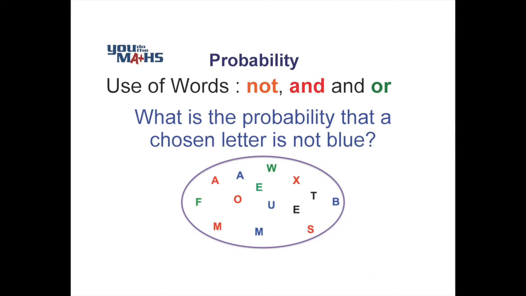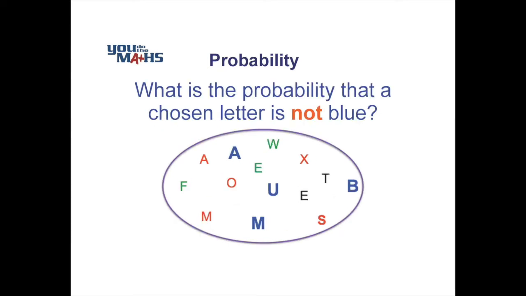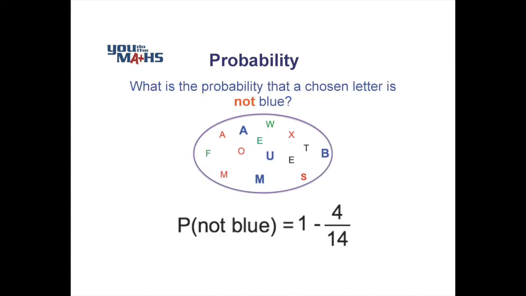So what we will do is we'll have a look at all the cases that are blue. There are 4 letters here which are blue, so the probability of being blue is 4 out of 14. Therefore, the probability of not being blue is 1 minus 4 over 14. That works because the total probability that you can achieve for any group is always 1. So if we subtract the probability for blue, that means that the remainder gives us the probability of not being blue. In this case, the solution is 10 over 14. So the probability the letter is not blue is 10 over 14.